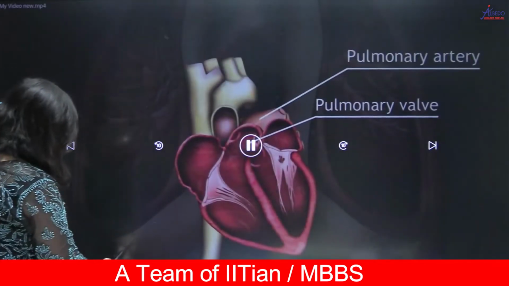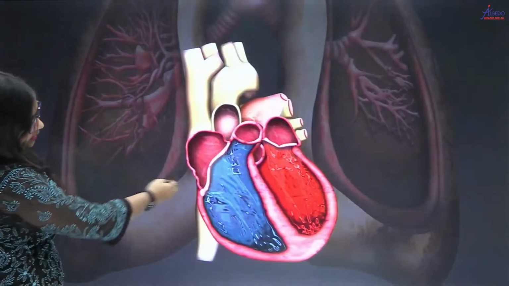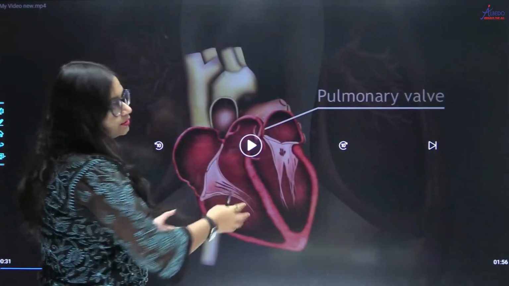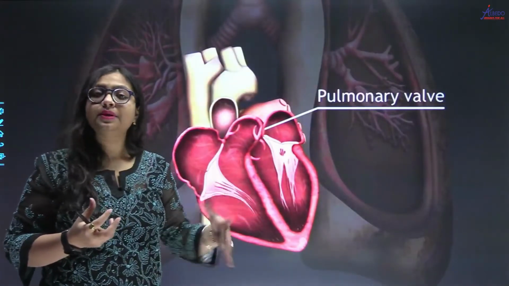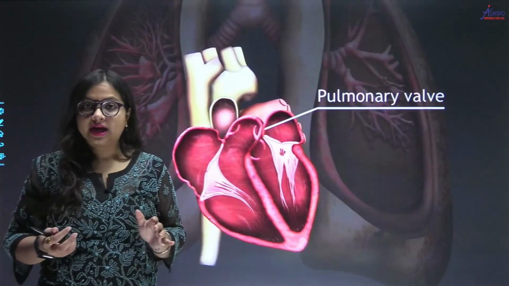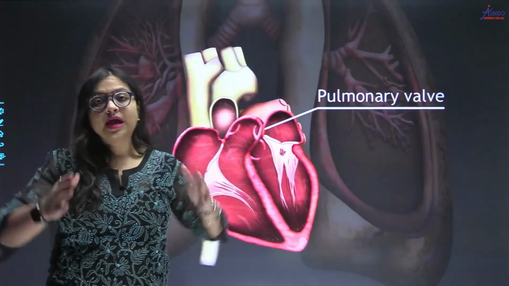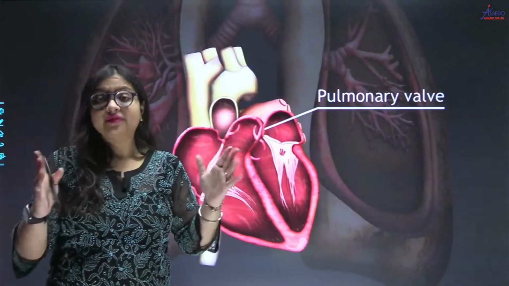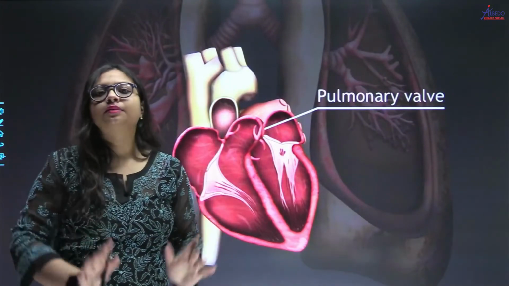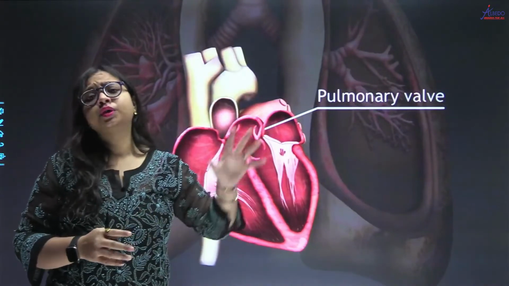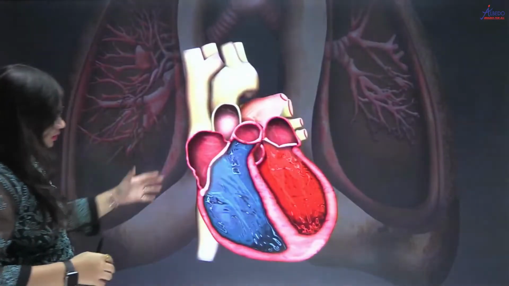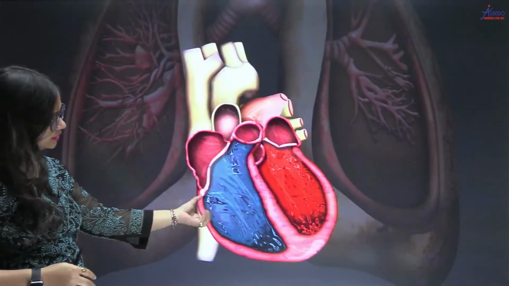Now once all the blood has been received by the ventricle, what will happen? Now this blood will be pushed into the aorta and your pulmonary artery, right? So for that, your pulmonary valve and your aortic valve need to be opened, so that when the ventricles contract, the blood moves into the aorta and the pulmonary artery. So see, right? Now the ventricle will contract.